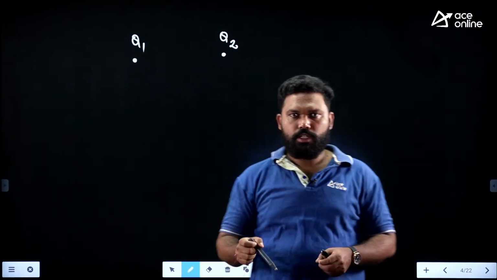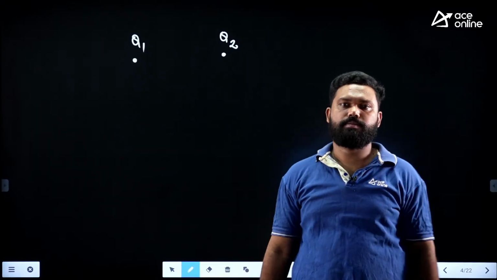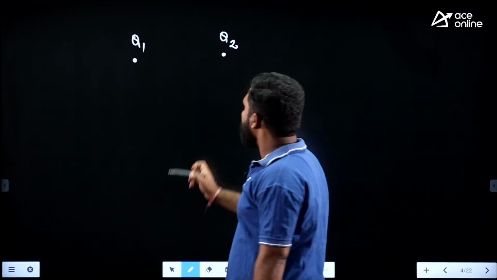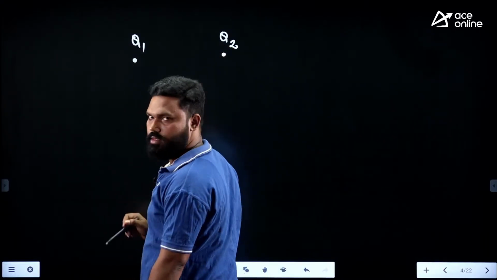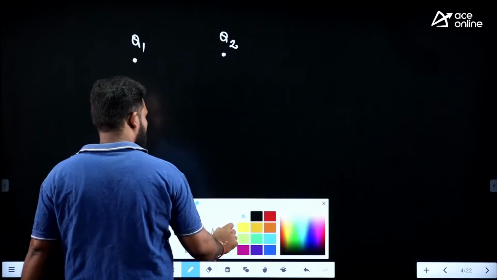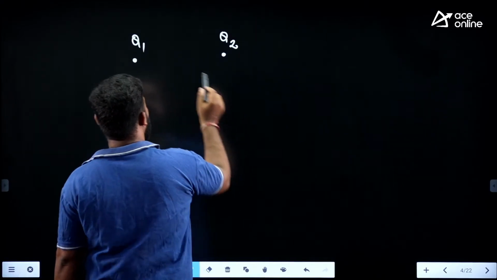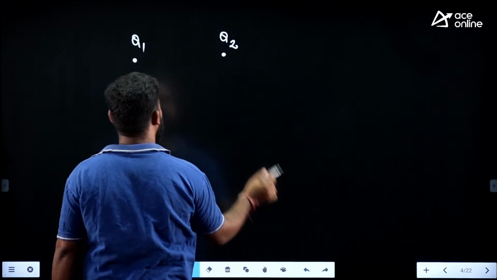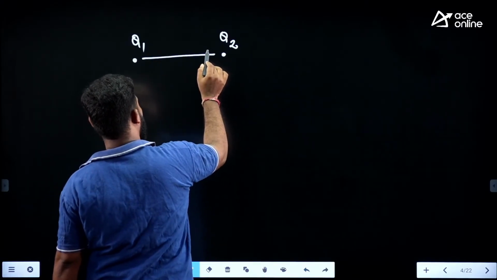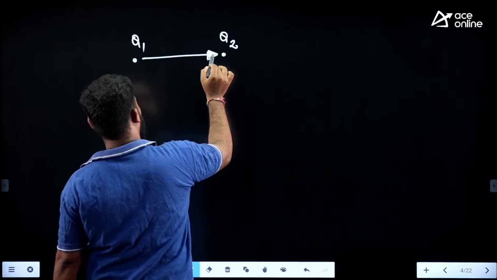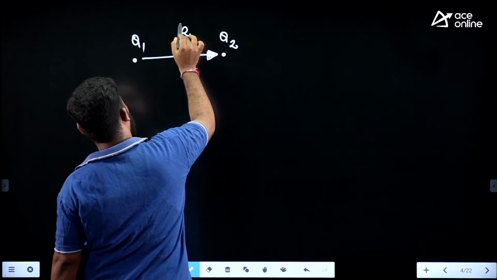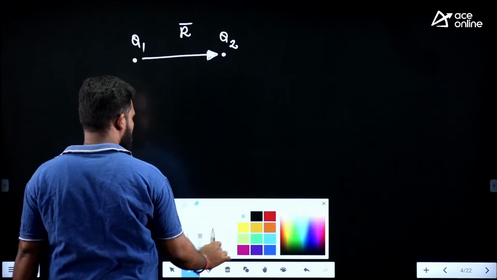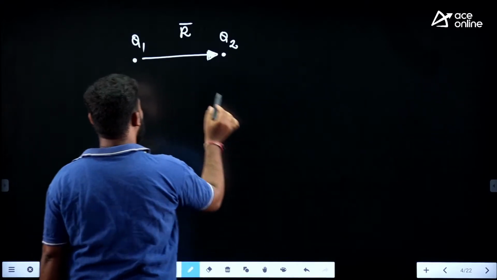So they'll repel each other. Fine. So I want to find out the force on this due to this. So I'll frame a vector. I'll frame a distance from here to here. The distance is, let us say, r vector, and there is a unit vector here.